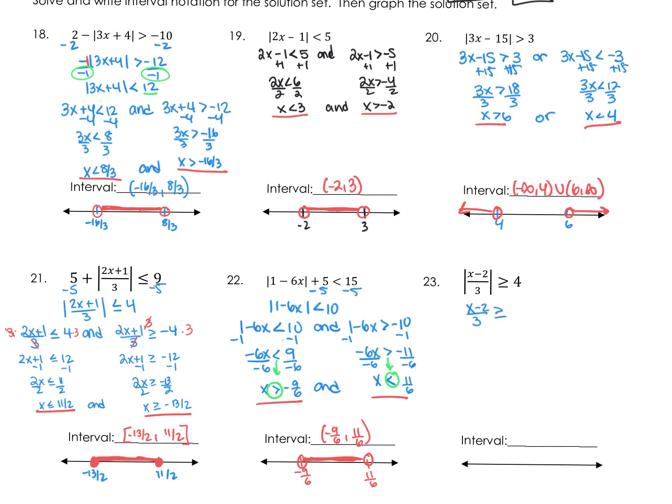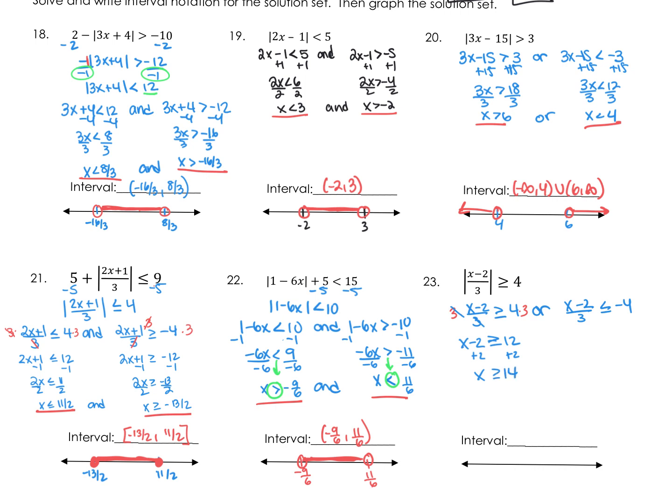This is greater than or equal to 4, so this will be an or. Flip the sign, make the 4 negative. We'll multiply both sides by 3 to get rid of the 3. So we'll have x minus 2 greater than or equal to 12. Add 2. X is greater than or equal to 14.